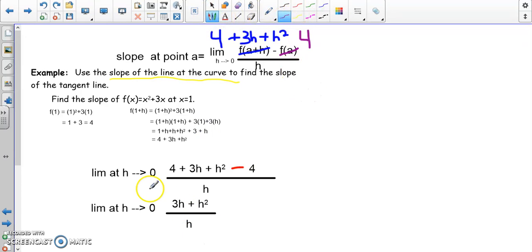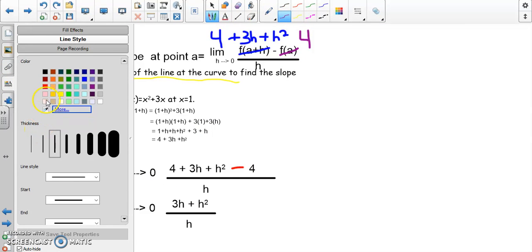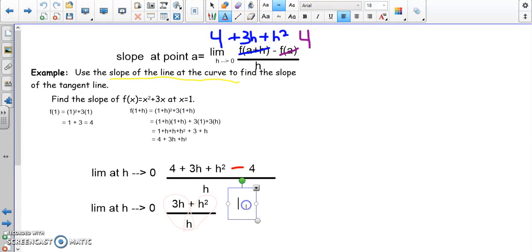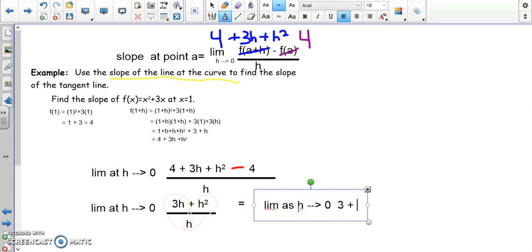Now we want to get rid of our h's. This is where we make our heart, right? So I say h divided by h is going to be one quantity, and then h squared over h is going to be another quantity. So we're going to do the same thing again. So this is equal to the limit as h approaches 0 of 3 plus h.